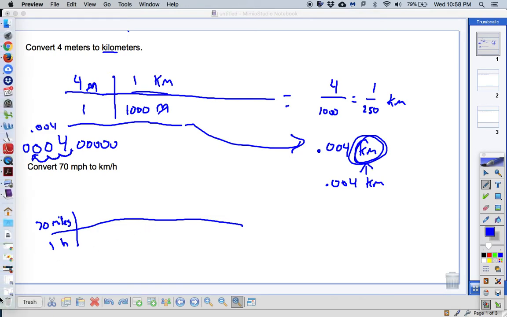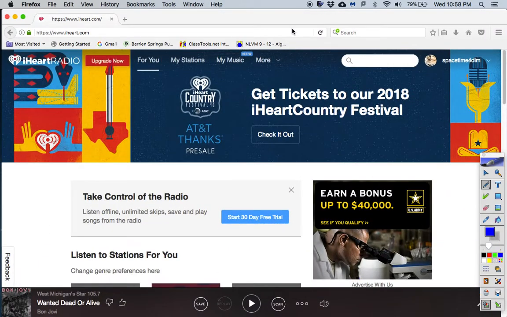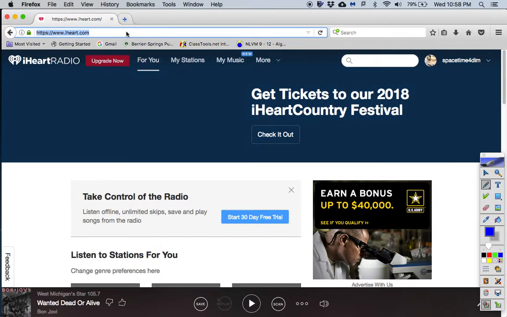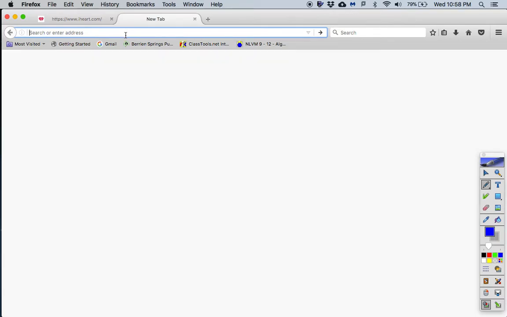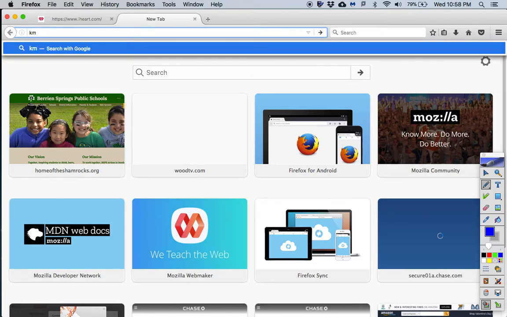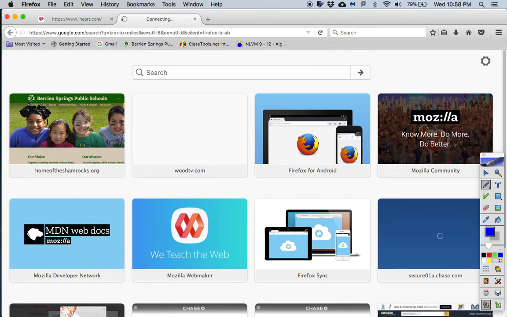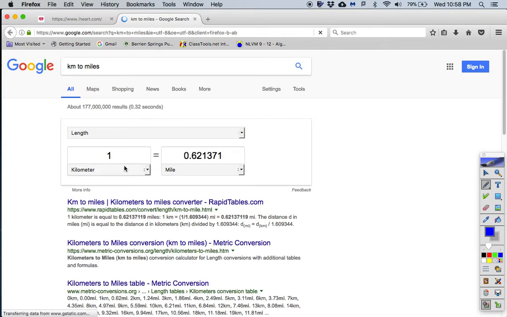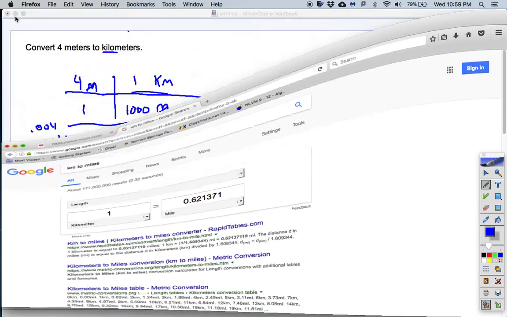Now I don't have one handy, so you can always Google it. So let's go ahead and Google it. So we want to know kilometers to miles. And if you have it backwards, you can switch it. So for every kilometer there's 0.62 miles. Okay, that's what our conversion says. So 1 kilometer is 0.621 miles. So we're going to go back to where we just were, and we're going to use that little information.